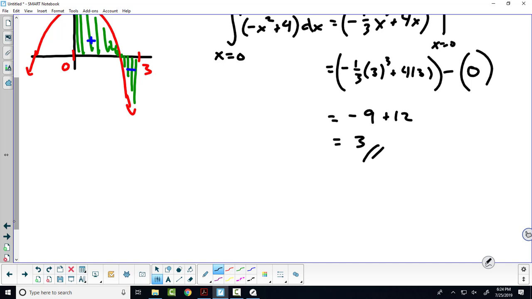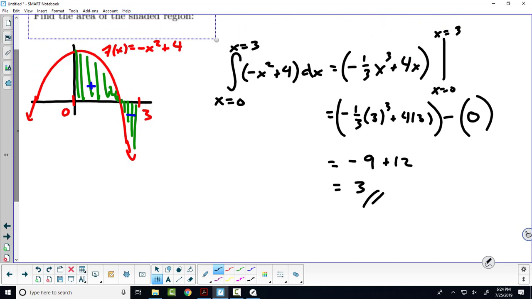What else do I want to say? How does this number compare to our 16/3 from before? Well, 16/3 is a number a little bit bigger than 5. This is the number 3. So what happened? The definite integral counted this region right here as negative. So it took our 16/3 and then subtracted this amount from it.